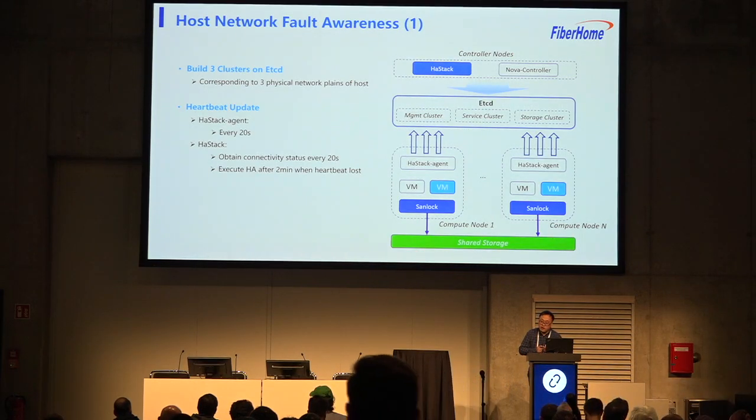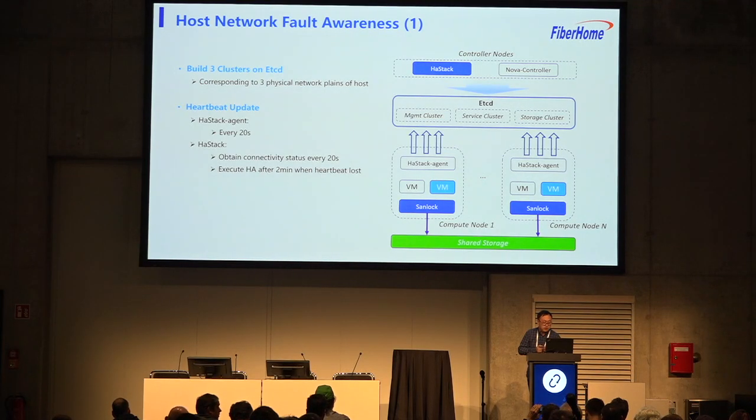And from the bottom side, the HStack periodically updates the heartbeat of each network every 20 seconds to the etcd. And from the upper side, HStack obtains the connectivity of each node by reading the three network clusters from etcd. And once a host network heartbeat is not updated within 2 minutes, then the HA process will be triggered according to the configured strategy. So through this up and down update mechanism, the HStack will ensure the perception of each node.